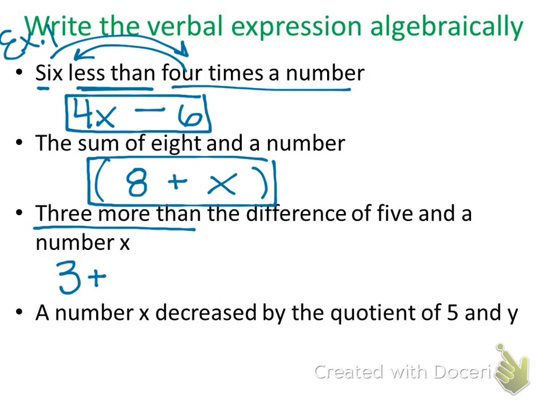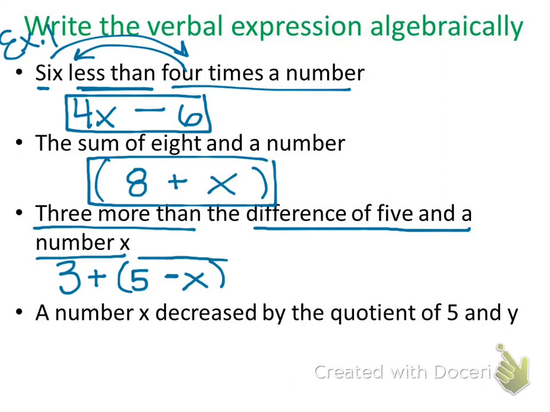Now I have the difference of 5 and a number x. First of all, the difference, what do I know I need? Subtraction with parentheses. So I put my parentheses, I put my subtraction. Did they use the word less than? No. So I can just write it exactly how it's read. 5 and a number x. So I write it in the exact order that they give it to me. This is where you need parentheses. This is why you have to use them.